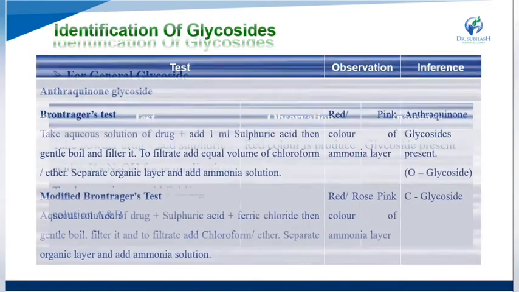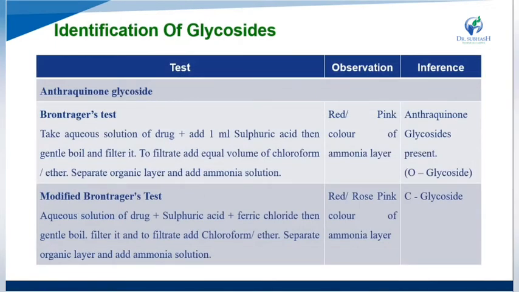Now we see the tests for anthraquinone glycoside. First we see the Borntrager test. Take the aqueous solution of the drug, add 1 ml of sulfuric acid, gently boil, and filter it.